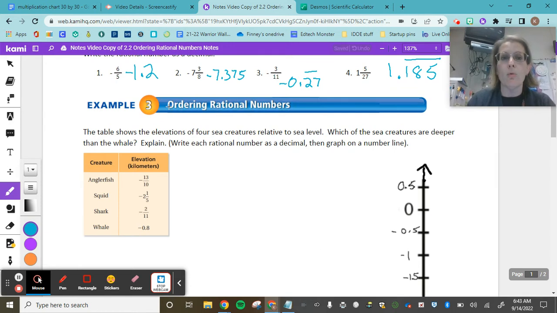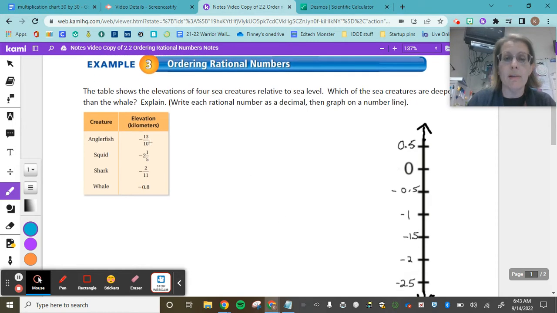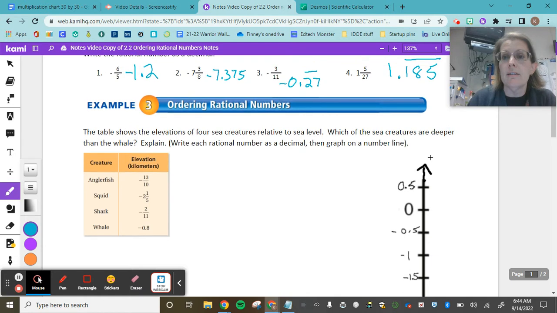Next, we're going to talk about how to order rational numbers. When they are fractions, it's a little bit hard to compare them, like we said earlier. And the easiest way to order numbers is to put them on a number line. So for this question, we are going to turn everything into a decimal. So our question says, the table shows the elevations of 4 sea creatures relative to sea level.